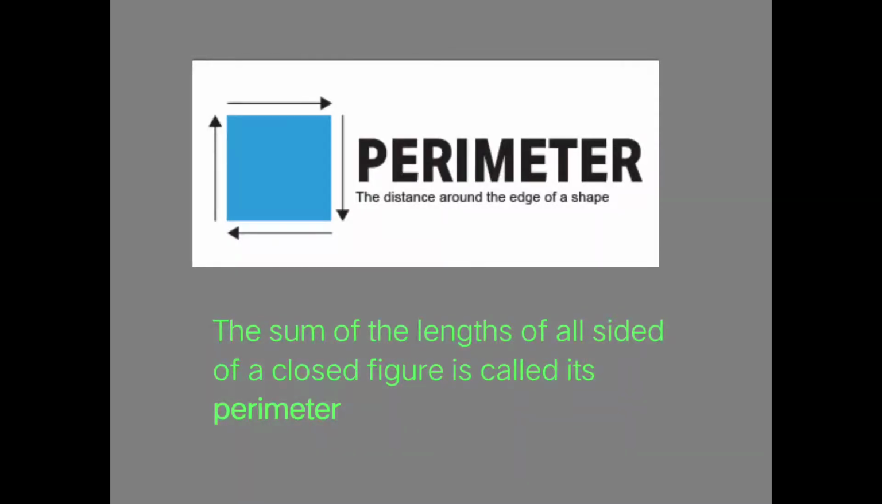So perimeter, as I told you before, is the outside of the area. Here they have given that the sum of the lengths of all sides of a closed figure is called its perimeter. So we are going to find out the outside surface of the object.